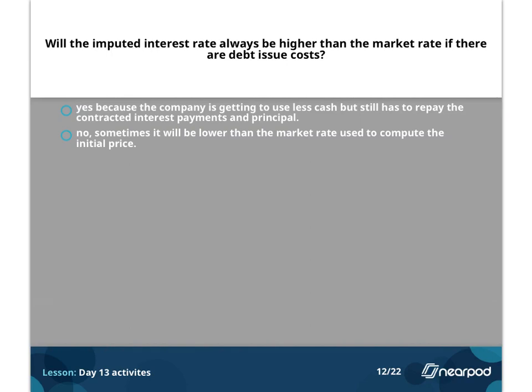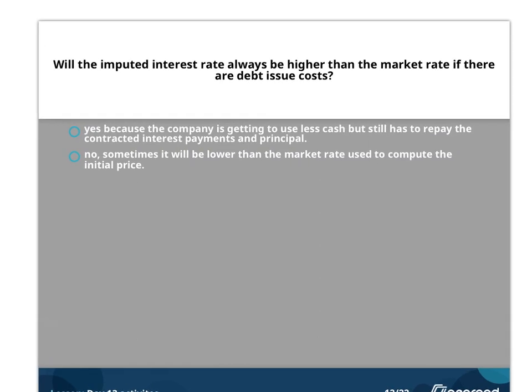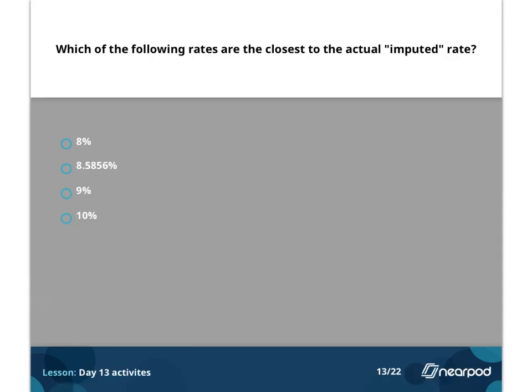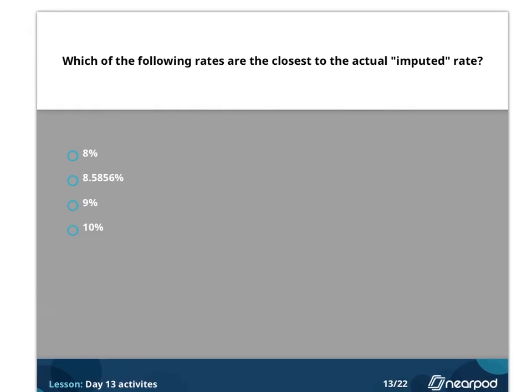Will the imputed interest rate always be higher than the market rate if there are debt issue costs? And the answer there is yes. Company's getting to use less cash, but still has to repay the payments and principal. Okay, so it's always going to be a higher rate. Which of the following rates are closest to the actual imputed rate? Well, I put it in there and I told you what it was. It's right there. 8% would be too high, 9% would be too low, and if 9% is too low, you wouldn't waste your time looking at 10% because it'd be even lower.